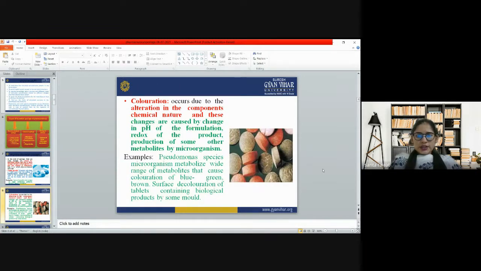Now, coloration. Coloration occurs due to alteration in the components and chemical nature, and these changes are caused by the change in the pH of the formulation and redox of the product, and by production of some other metabolites by the microorganism. For example, Pseudomonas species produce microorganism metabolites with coloration of blue, green, brown. Also, surface deterioration of tablets containing biological product by some molds.